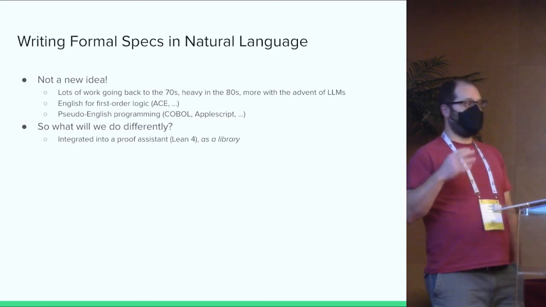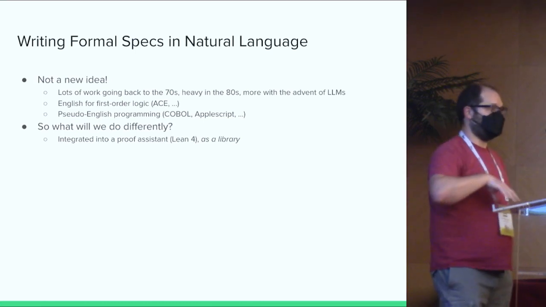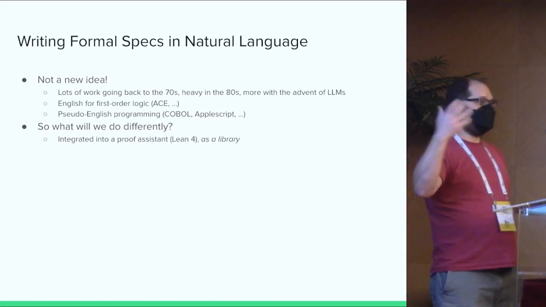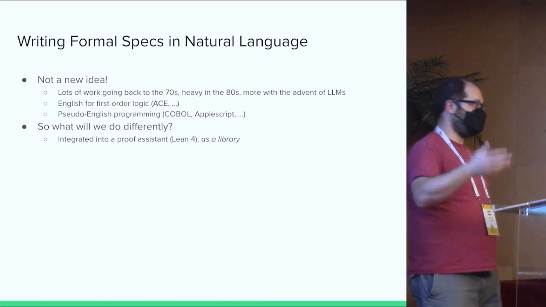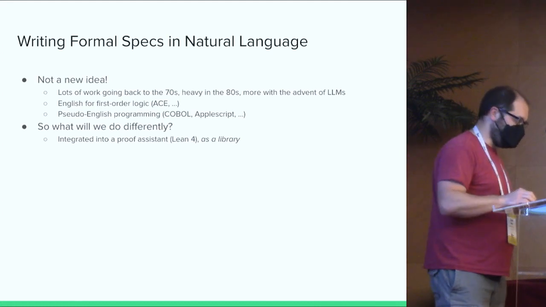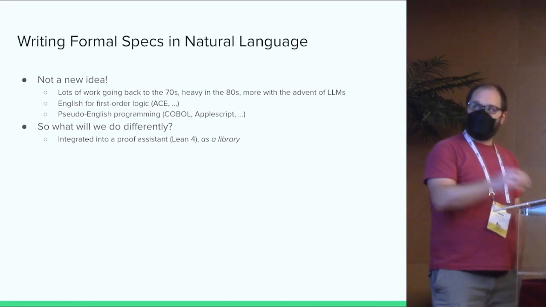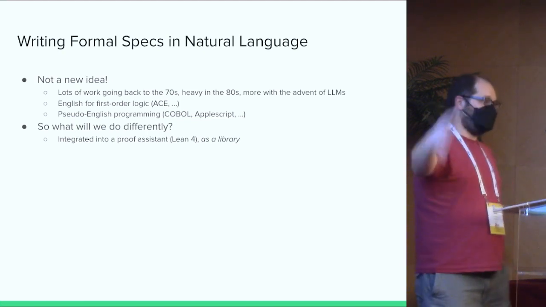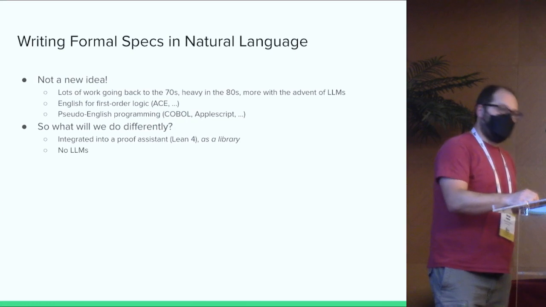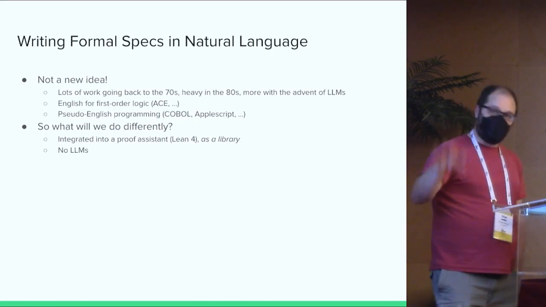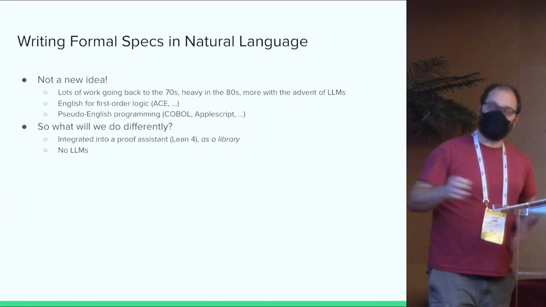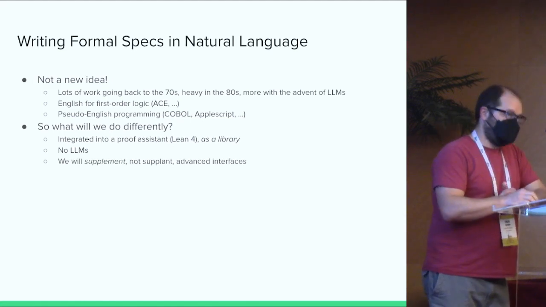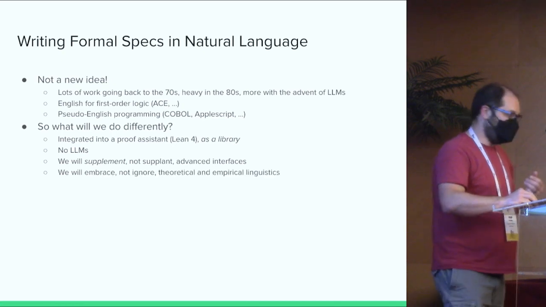One, we are doing this inside an existing proof assistant. This is not a bolt-on, this is not a preprocessor, this is not a separate tool that you then have to maintain sort of in tandem in delicate ways. So this is really part of a tool that people already use for verification. There's no, oh, you have to switch to this tool. There's no LLMs, we can talk about that later, but they're big statistical distributions and don't leave evidence. So we're supplementing, not supplanting, the advanced interfaces that are already in these proof assistants.